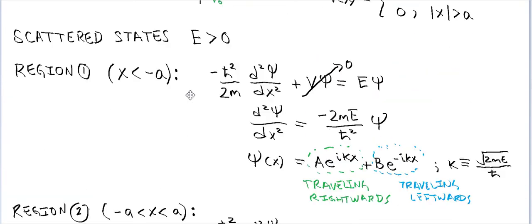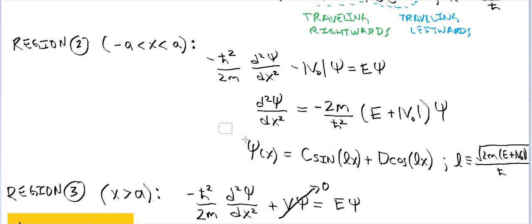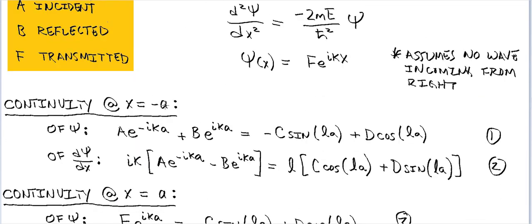So we take the region 1 solution and insist that it equals the region 2 solution where x is set equal to minus a, and we get that. And then we take the first derivative of the psi in region 1 and the psi in region 2 and insist that they must be equal to one another at x equals minus a, and I get this, which I called equation 2.